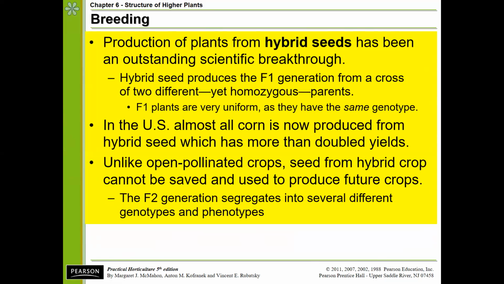Open pollinated crops, of course, can be saved very easily, and they're reliably pure. Hybrid crops, on the other hand, cannot be saved to have reliably pure plants. They're going to be different from the parents.